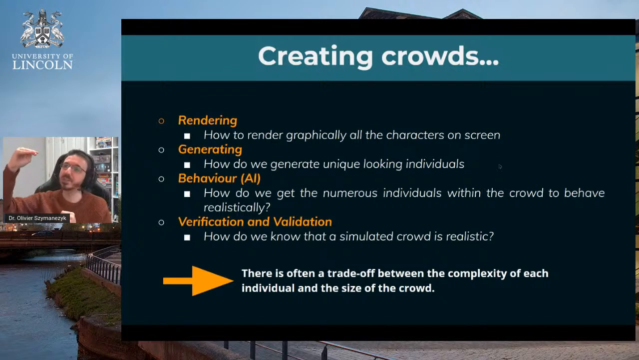Do we want more individuals on the screen, but perhaps their intelligence is less, their rendering is less, generation is less, or do we want... Yeah, we have to find a trade-off between everything.